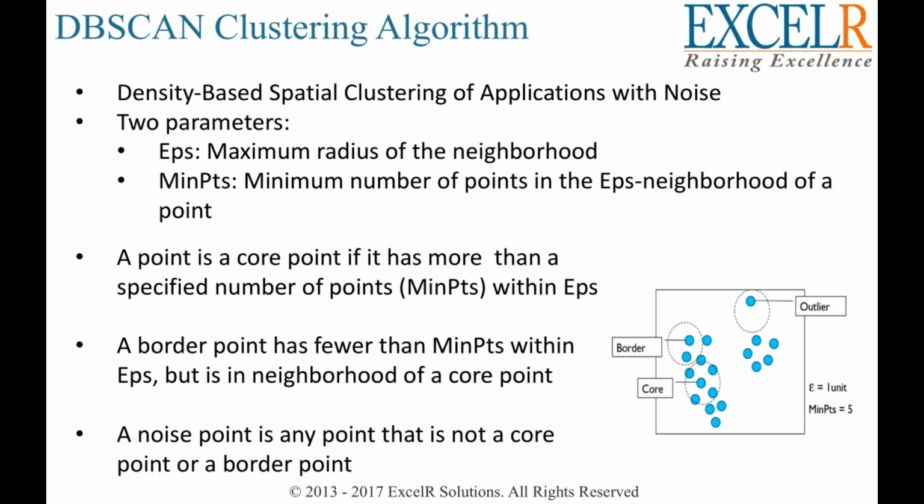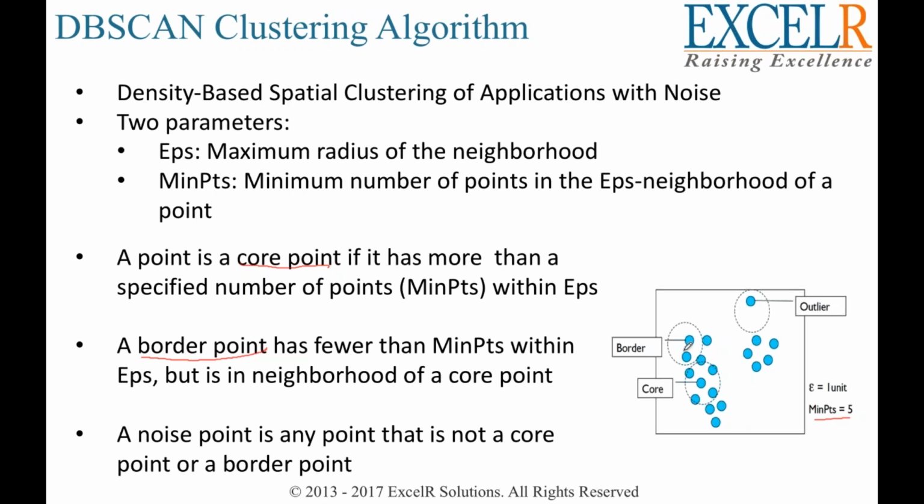All right. Now, what is a border point? Core point should be clear now. That point which has more than the specified number of minimum points within that circle, within the EPS radius, is a core point. Now, what is a border point? A border point has fewer points than the specified minimum points. So if the specified number is 5, you will have less than 5.